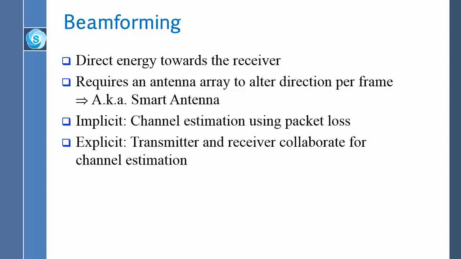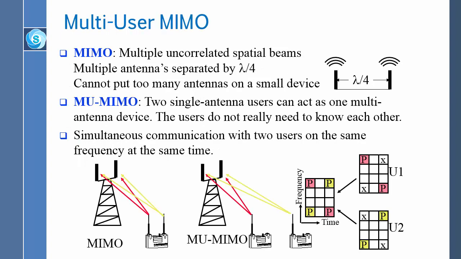So basically, one is implicit beam forming, where we send something and then we measure how many got through, and then we say, no, it's not good. We go to the next one, we say better. So that is implicit. And explicit is where we both work together somehow to figure out that, okay, now they're aligned. So nowadays we mostly use explicit beam forming.